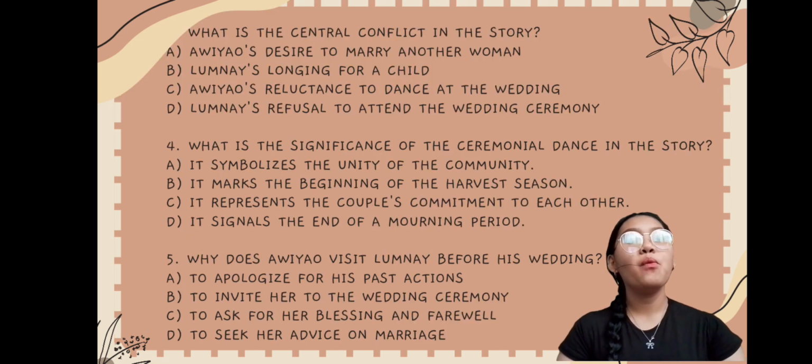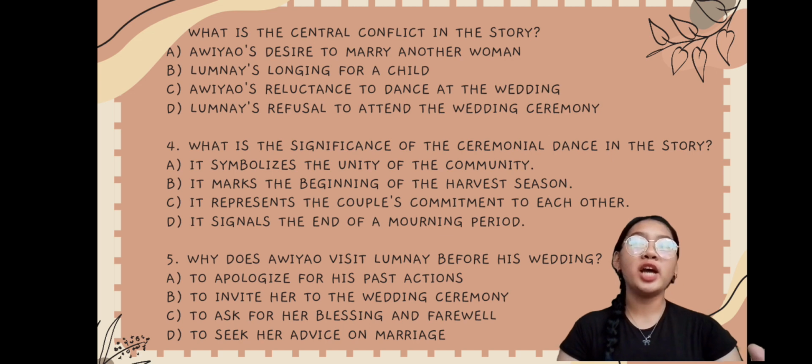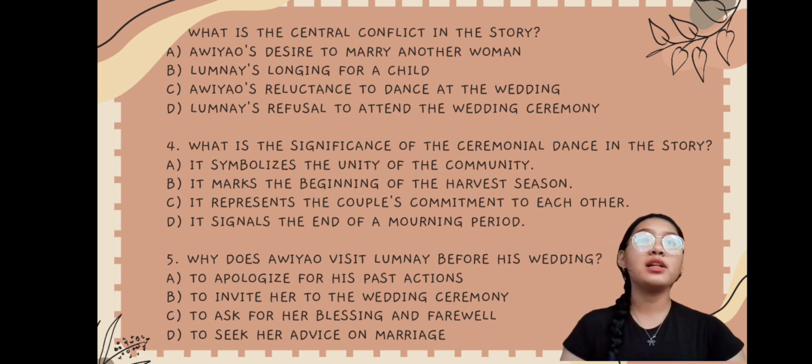Third question, what is the central conflict in the story? A. Awiyaw's desire to marry another woman. B. Lumnay's longing for a child. C. Awiyaw's reluctance to dance at the wedding. D. Lumnay's refusal to attend the wedding dance ceremony.